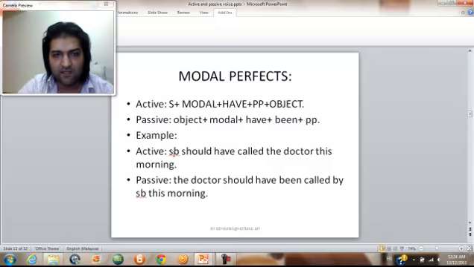SB is the contracted form for somebody. Somebody should have called the doctor this morning. The passive becomes, however, it must be capital T, The doctor should have been called by somebody this morning. And that's modal perfects.